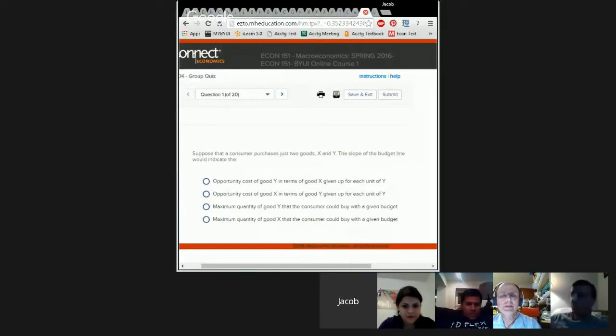So when you screen share, you can actually select which window you want to share. So you can share the entire screen or just one particular window.